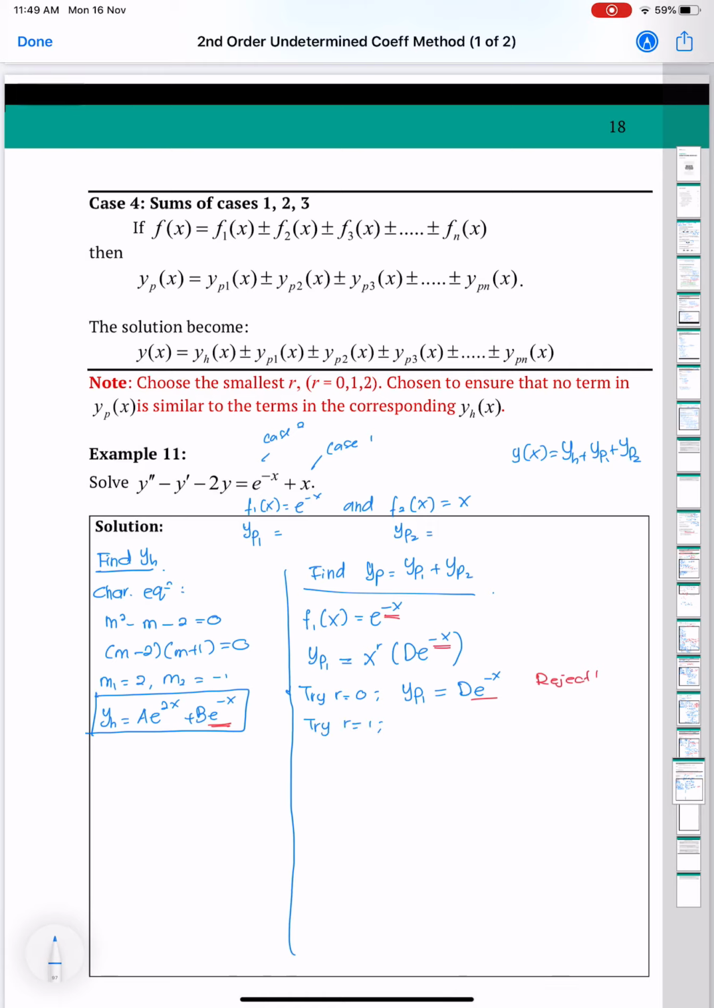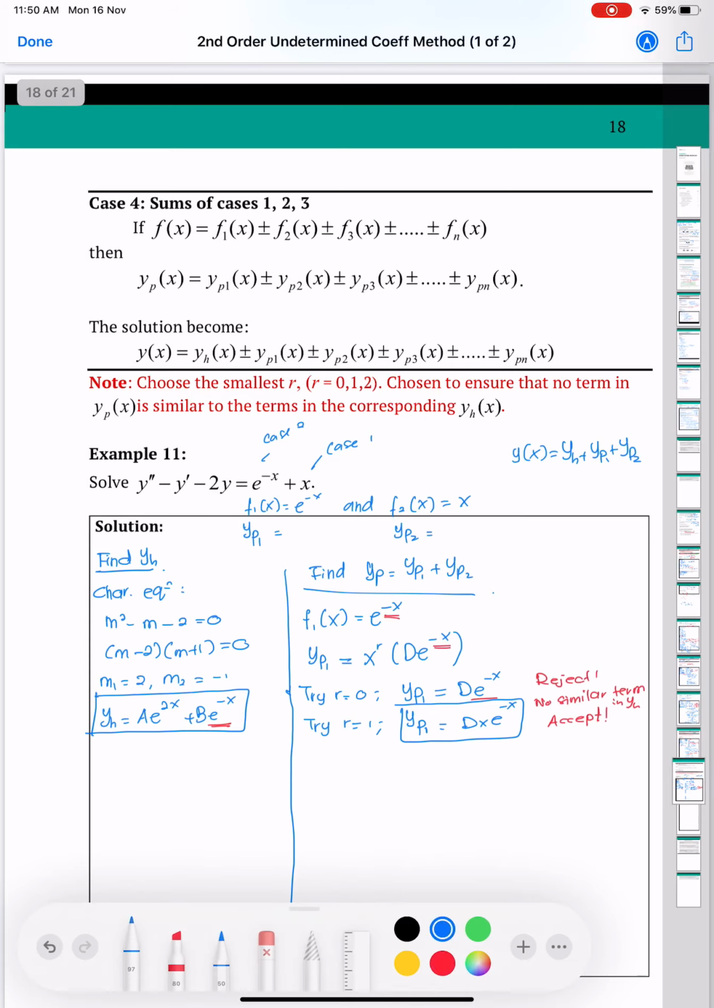r equal to 1. So we have yp1 equal to dx exponent negative x. So this one we can accept because there is no similar term. So this is our yp1. We compare, no similar term in yh, so we accept.